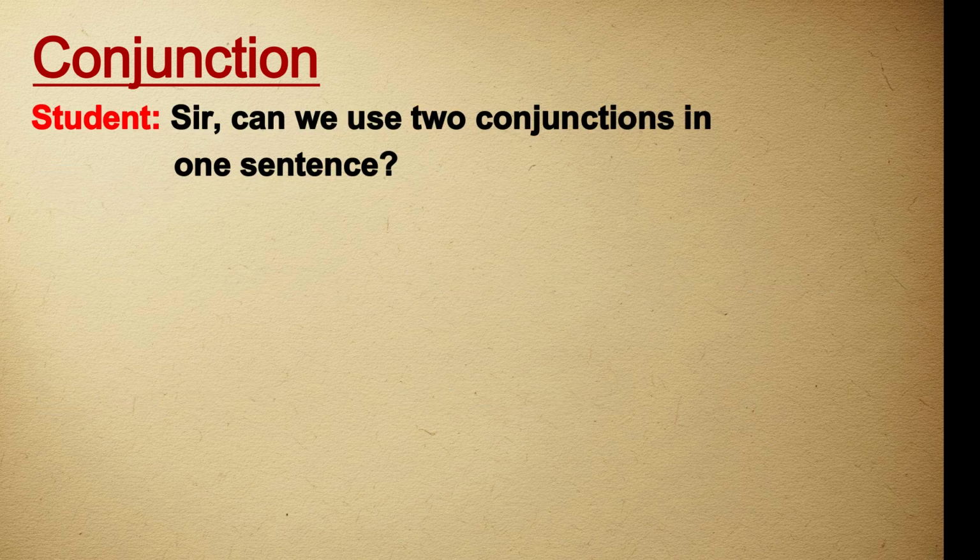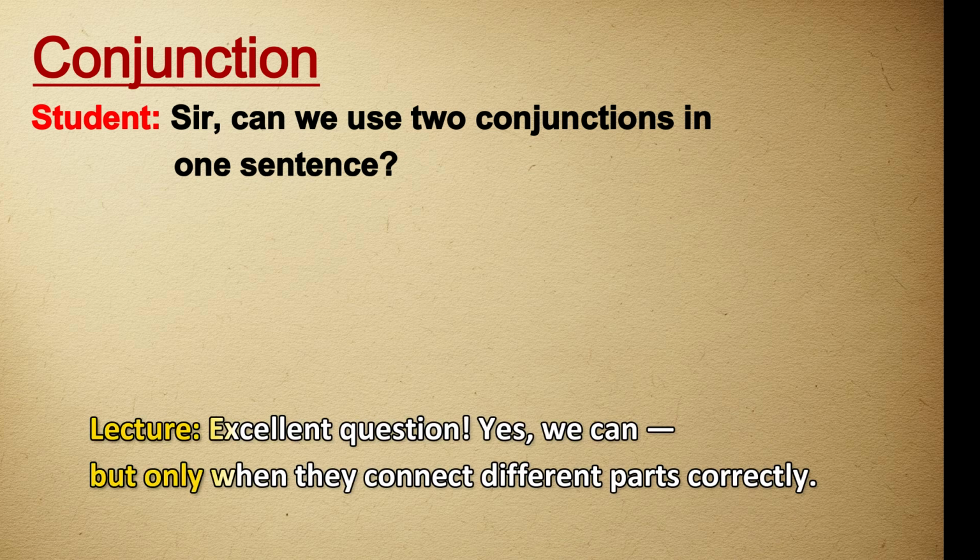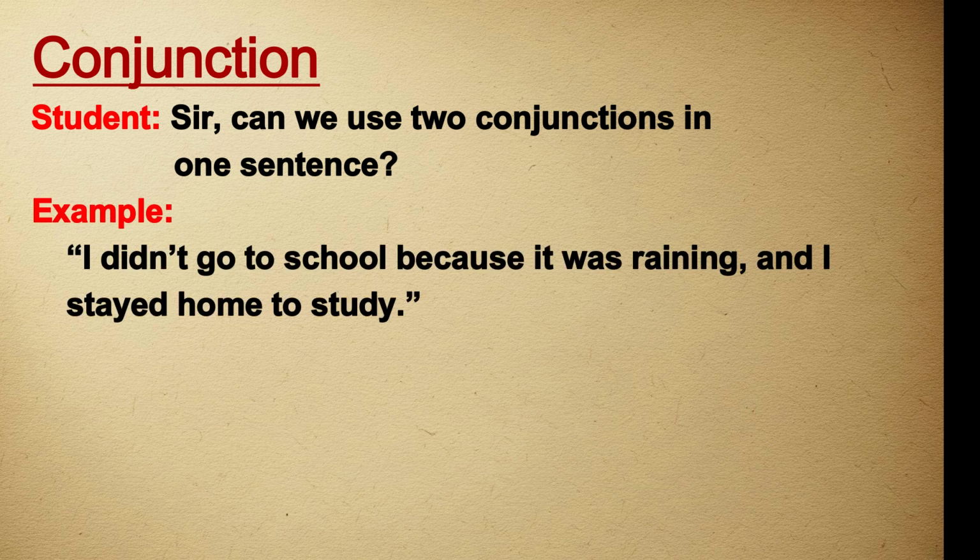Sir, can we use two conjunctions in one sentence? Excellent question. Yes, we can, but only when they connect different parts correctly. Example: I didn't go to school because it was raining, and I stayed home to study. Here, because shows reason, and connects two actions.